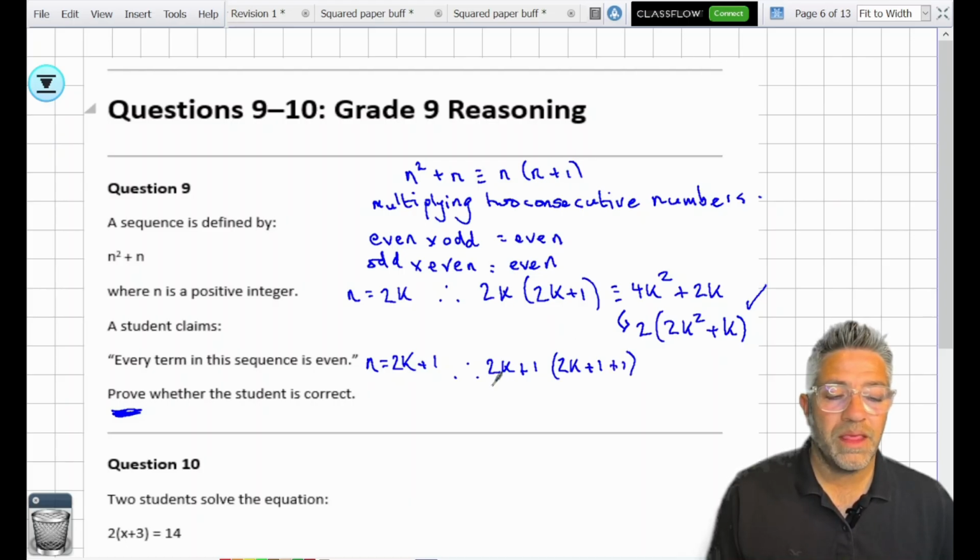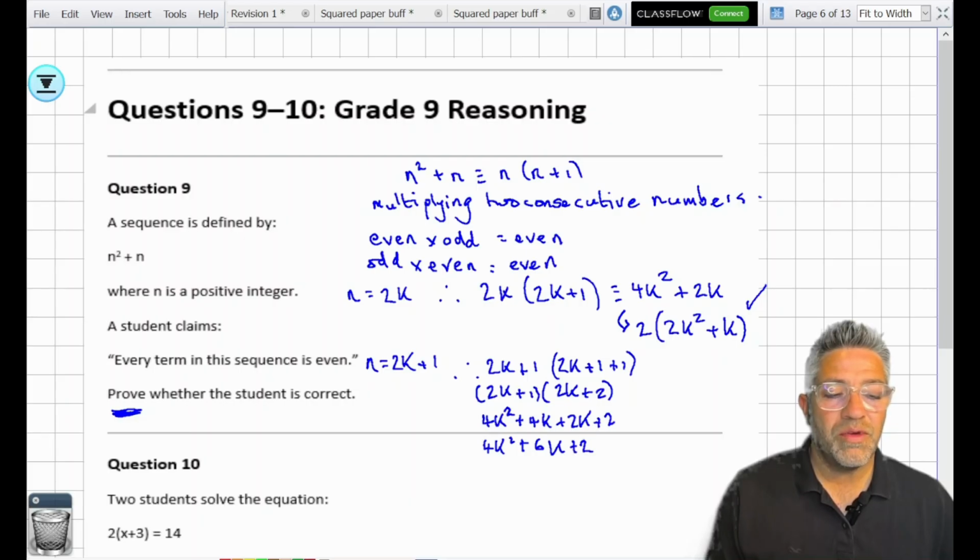Close bracket. So that will give me 2k plus 1 multiplied by 2k plus 2. I put this first expression in brackets. Multiplying a double bracket will give me 4k squared plus 4k plus 2k plus 2, which simplifies to 4k squared, add 6k, add 2.